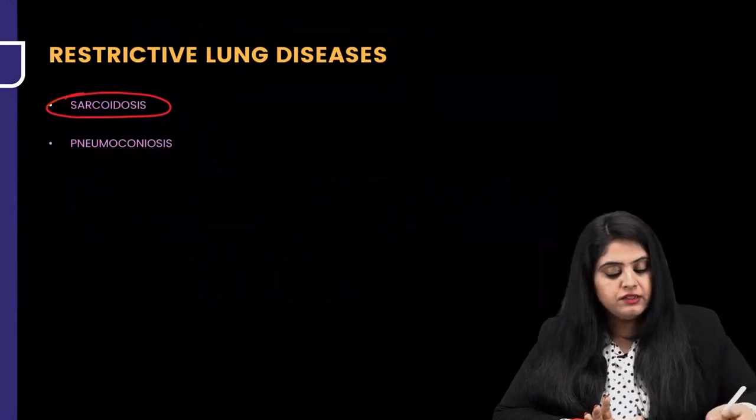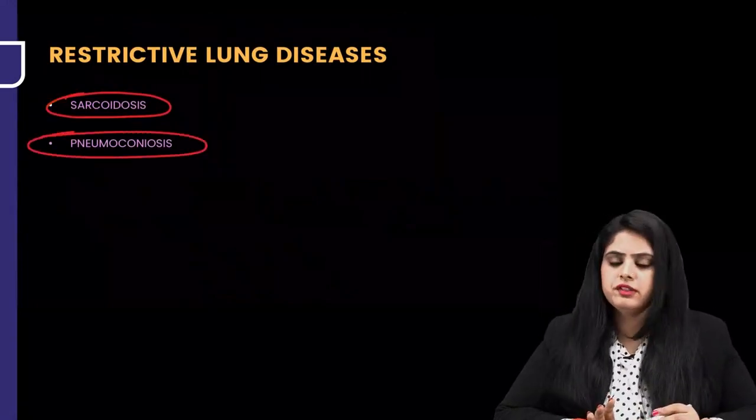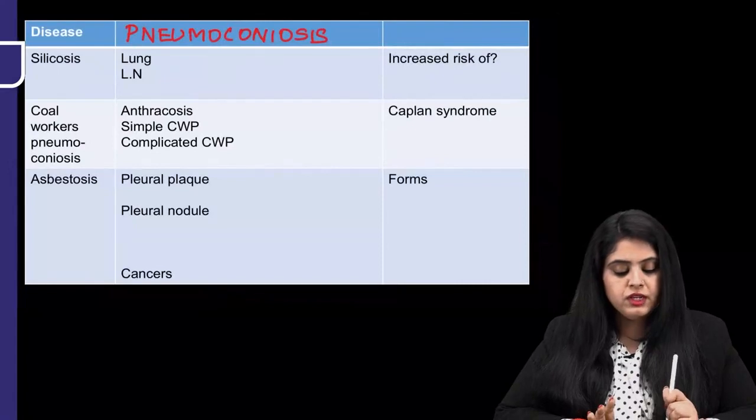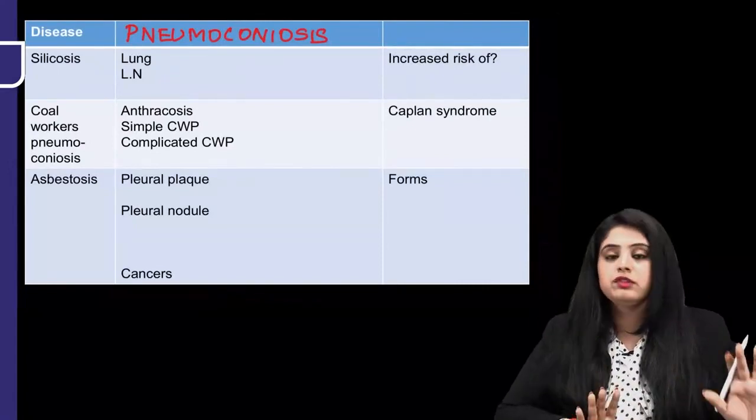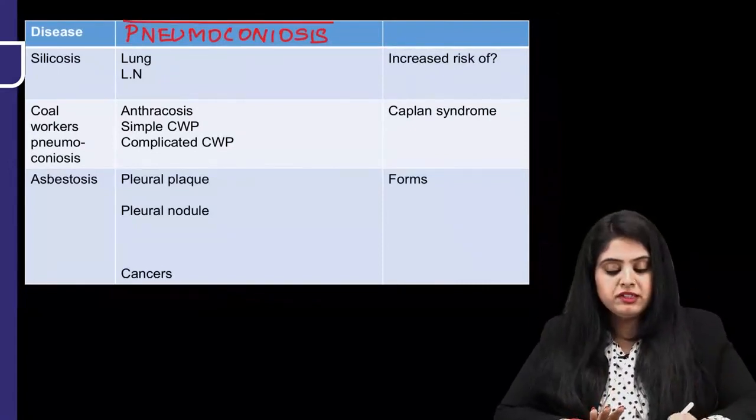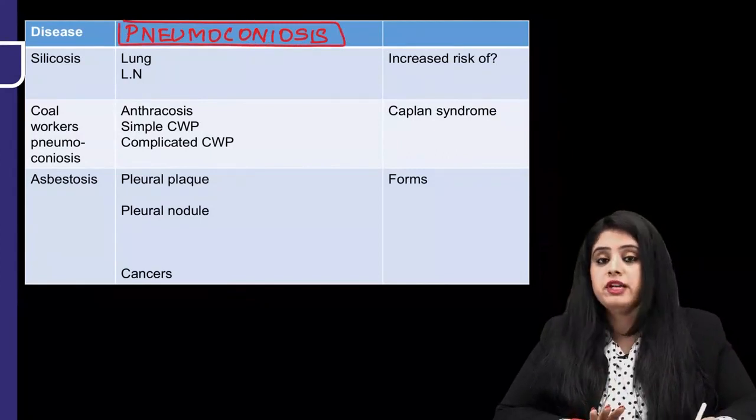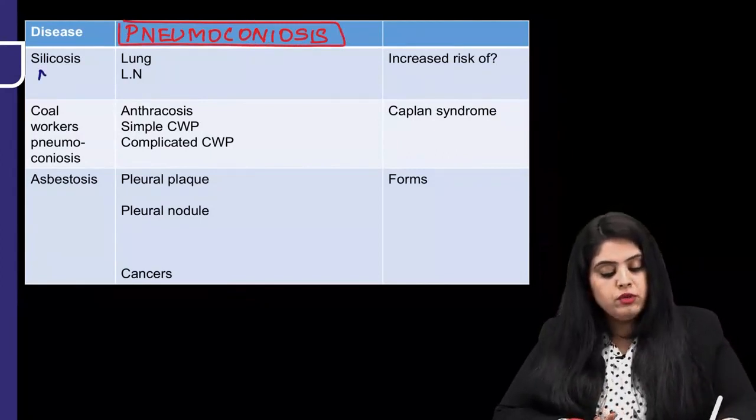The next restrictive lung disease that we go on to is the pneumoconiosis. Again, I've tried to make one table out of it so that in two tables all your pneumoconiosis are in one place. So pneumoconiosis basically means I'm going to deal with all occupation related stuff. And the most common pneumoconiosis that we have is of course silicosis.